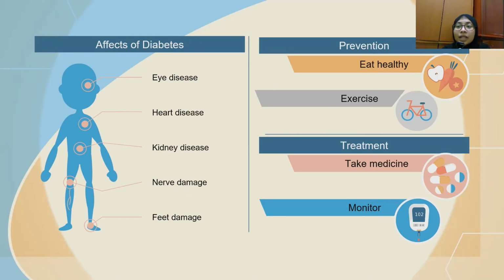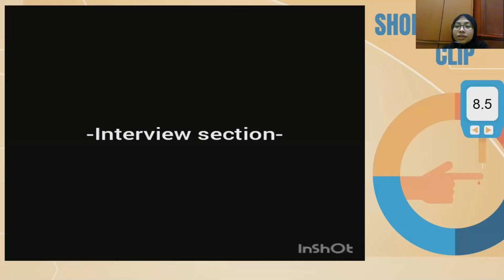The effects of diabetes include eye disease, heart disease, kidney disease, nerve damage, feet damage, and it can be prevented by eating healthier and exercising regularly. The treatment that is always taken to treat this diabetes is by taking medicine and monitoring blood glucose levels.